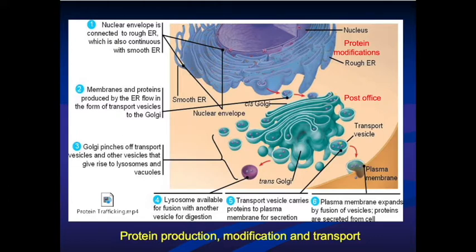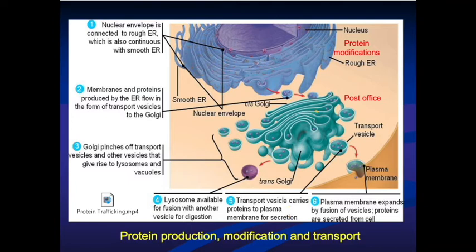We're going to learn about this structure later on. Over here, the proteins will be further processed and then targeted to their locations. For example, some of the products will be placed in the form of lysosomes, which later on will be available for fusion with another vesicle, for example, for digestion. Some vesicles carry protein to the plasma membrane for secretion, to be released to the outside of the cell.